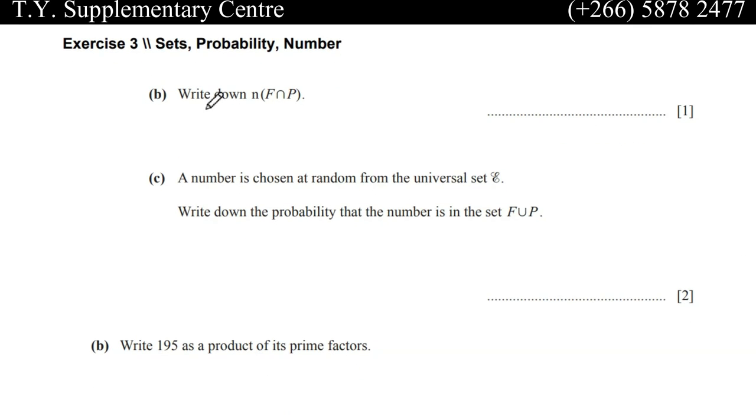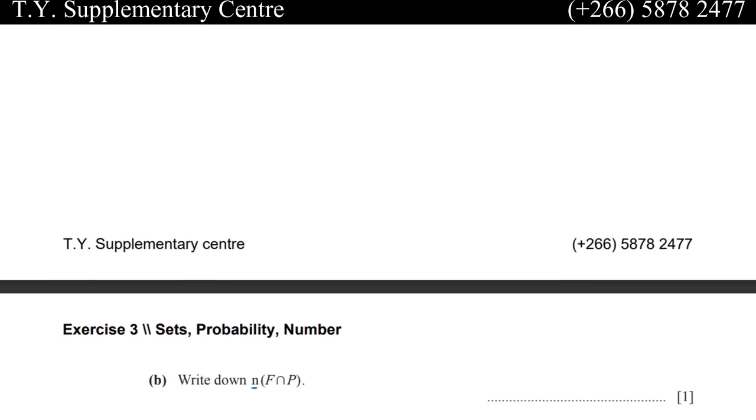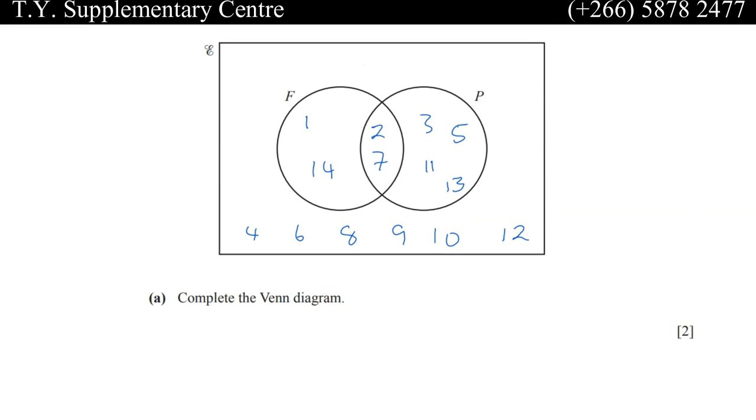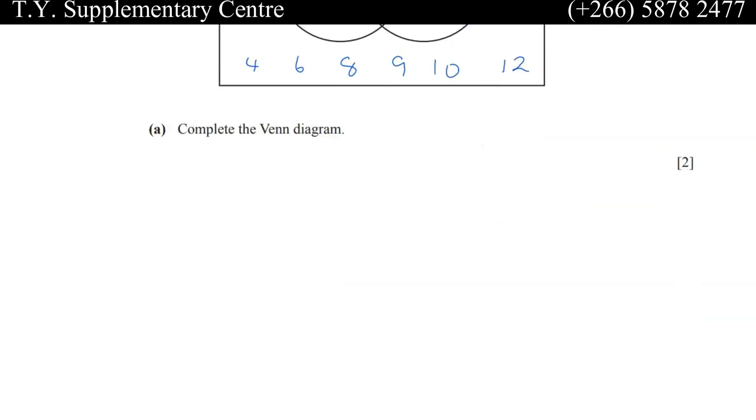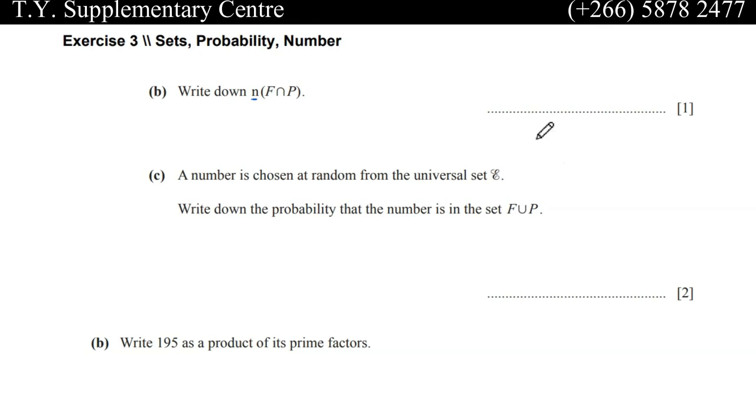So number B, we are told to write down n bracket F intersect P. What this means, this n stands for the number of elements in F intersect P. That is how many elements belong to set F and set P. So if we go back to the Venn diagram that we had just completed, we can see that in the intersection of set F and set P, we only have 2 elements, that is 2 and 7. So our answer here for number B will be 2.